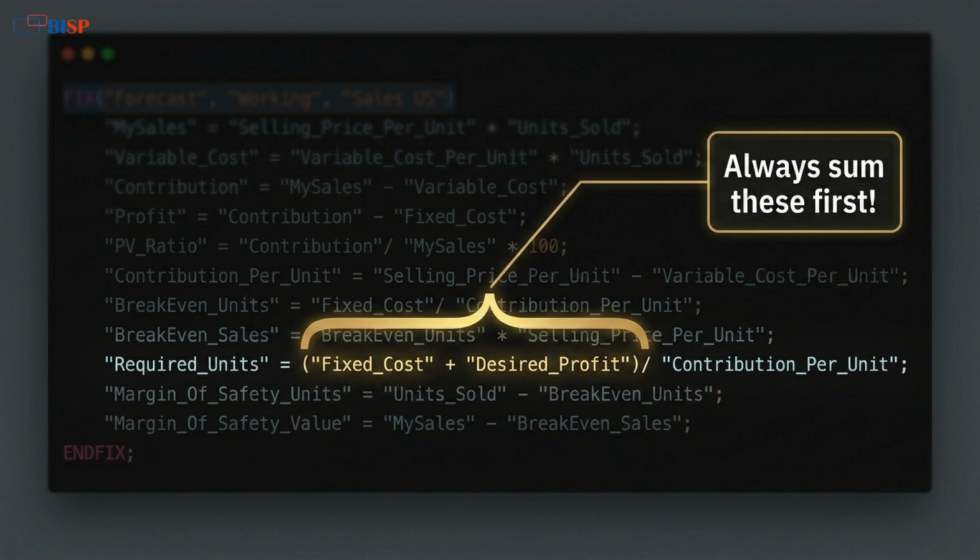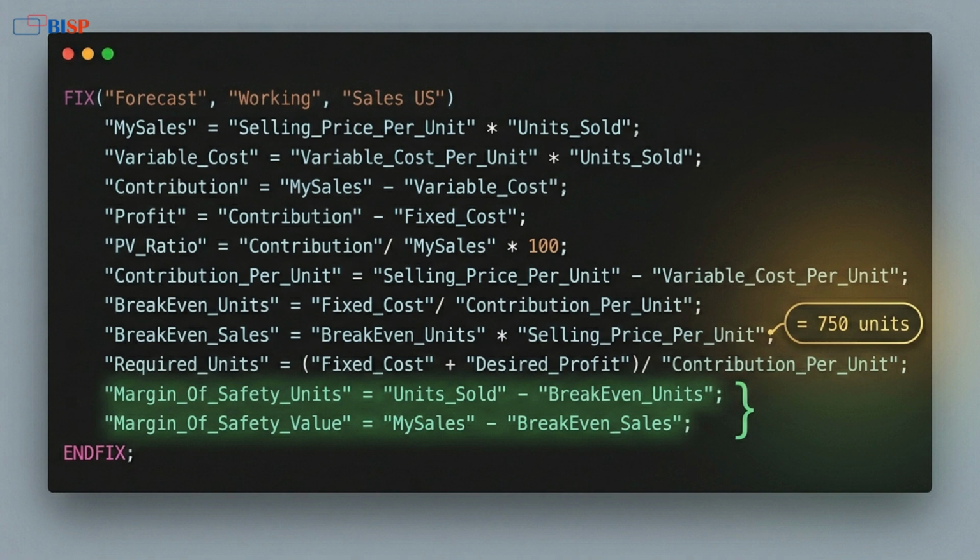Line 9, required units for desired profit. Fixed cost plus desired profit, divided by contribution per unit. The bracket here is critical. It ensures fixed cost and desired profit are summed first. With desired profit of $5,000, that's $15,000. Divided by 20 rupees, you need 750 units.